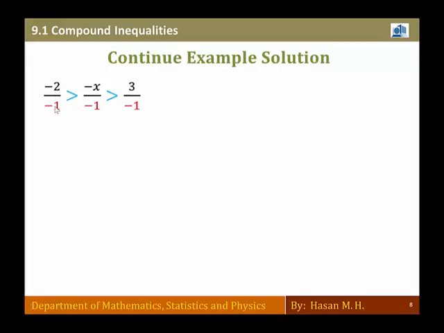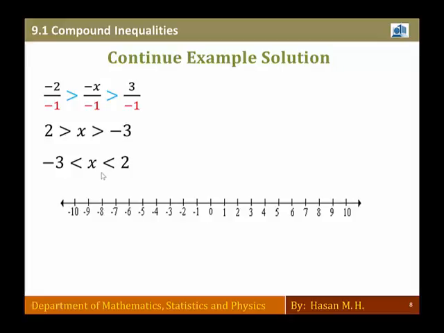Negative divided by negative is positive. Negative divided by negative is positive. Positive divided by negative is negative. This will equal x less than 2 and greater than negative 3, which can be written as x greater than negative 3 and less than 2. To graph it, locate the numbers between negative 3 and 2.